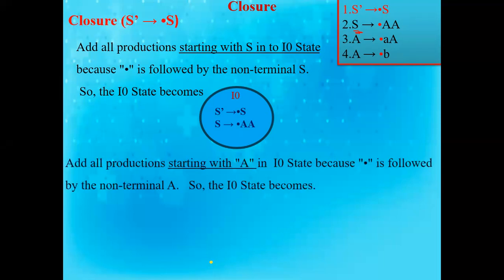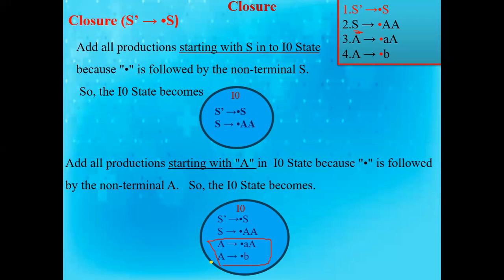But here there is also another symbol, capital A, it starts with capital A. So I need to add these two productions, that is A gives dot AA and A gives dot B. So this is the state I0. This is what we are doing in finding out the closure of S prime gives dot S.